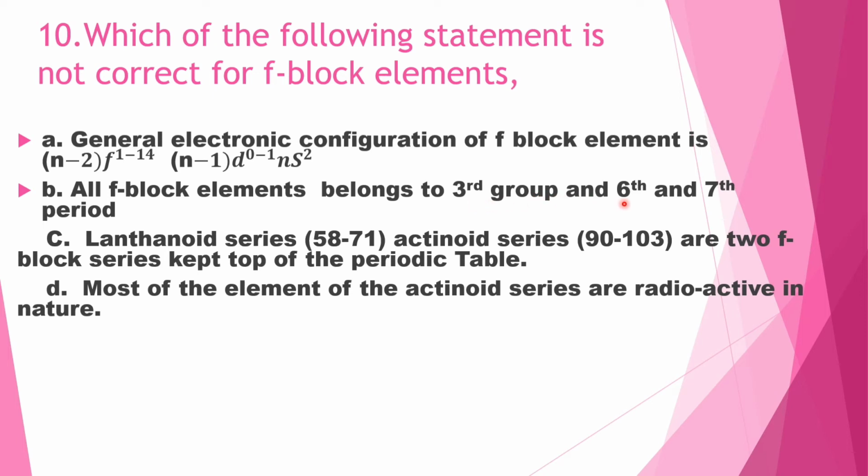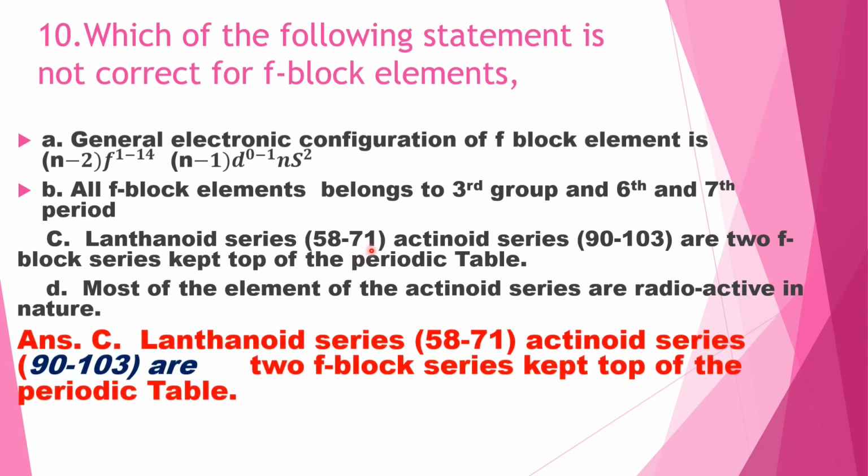Third group 6th period is lanthanoids and third group 7th period is actinoids. The lanthanoid series is 58 to 71 and the actinoid series is 90 to 103. This is also correct. The statement that the two f block series are kept at the top of the periodic table is not correct, because f block elements are kept at the bottom of the periodic table. So this statement is not true.